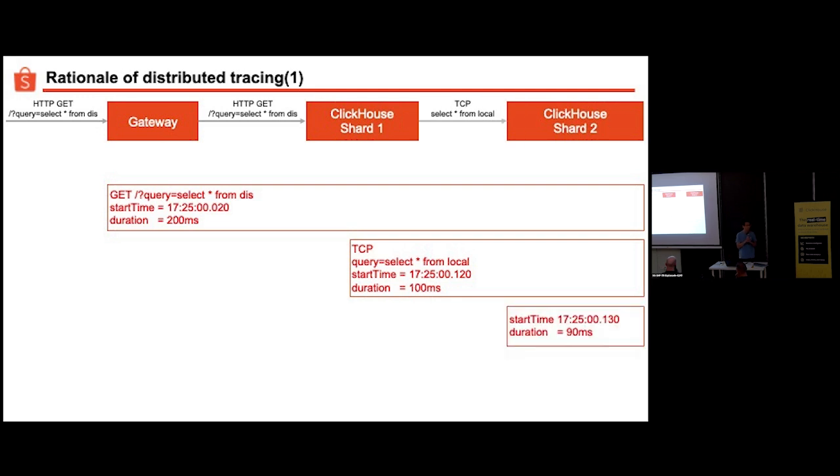But the question is, in the traditional way, this information is scattered across these different applications. We can't tell which information is associated with another information in the distributed network. So to solve this problem, distributed tracing is introduced.